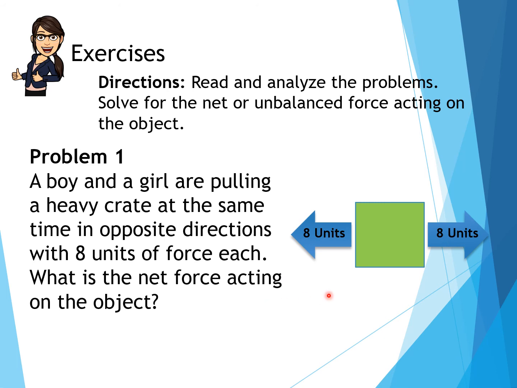Now let us have the solution. So our formula, we have the net force is equal to positive 8 units plus negative 8 units. We use unlike signs since they are in opposite directions. So our answer is 8 plus negative 8, we have 0. What does this mean? This means that they are balanced forces. Next exercise.